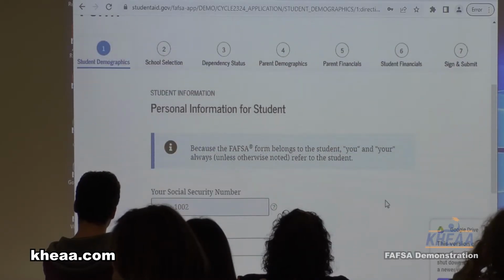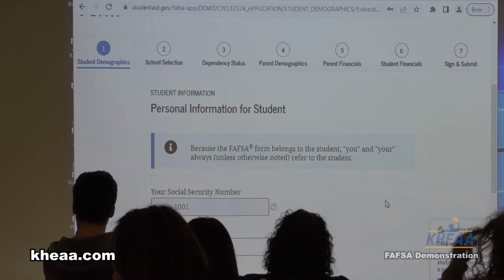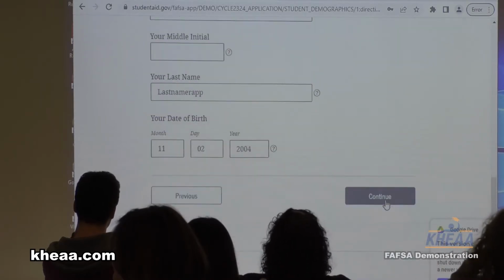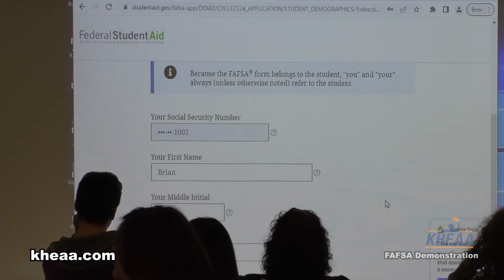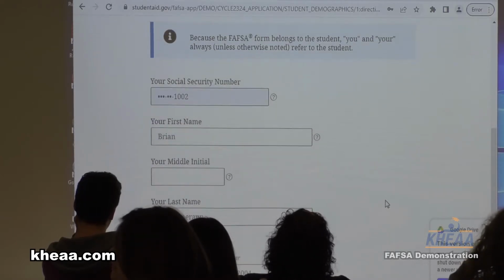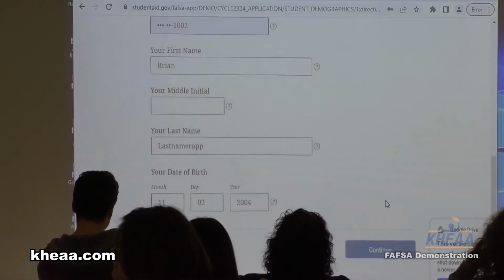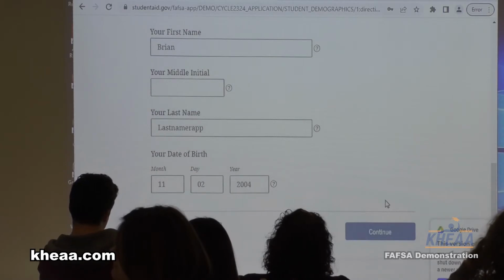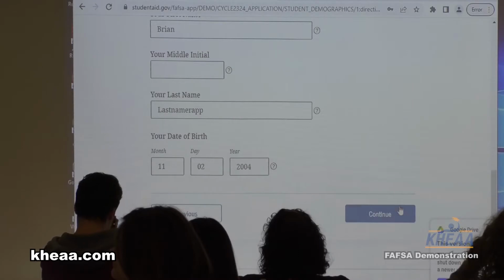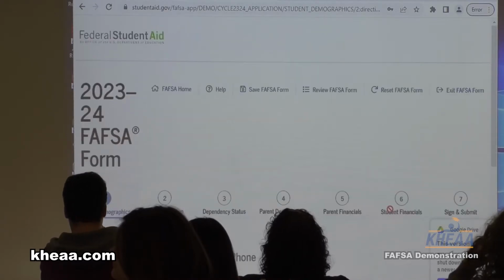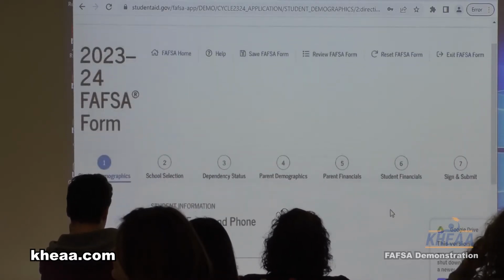You'll notice when you get onto your first page, everything that you typed into your information for the FAFSA ID will be on this first page. For instance, your social will be automatically typed in there, your first name, your middle initial if you wanted to put a middle initial on there, your last name, and also your birthday, okay? Everything's on there. Just make sure it's correct. You can easily edit that.